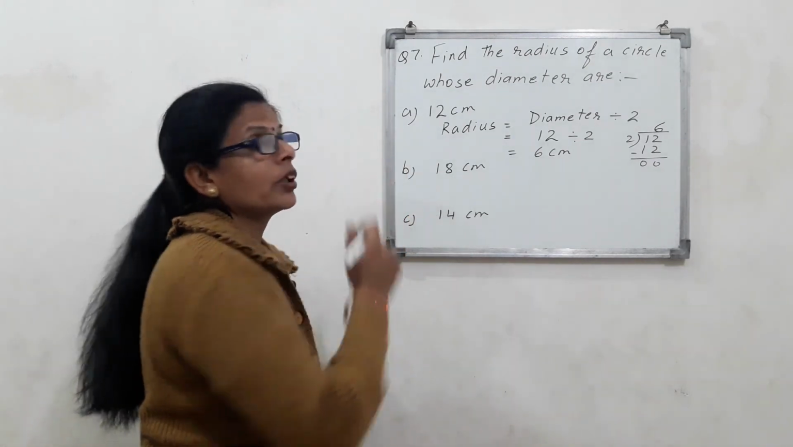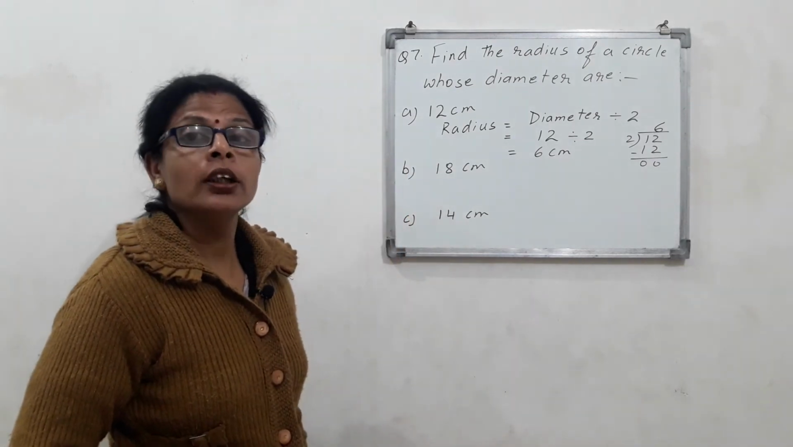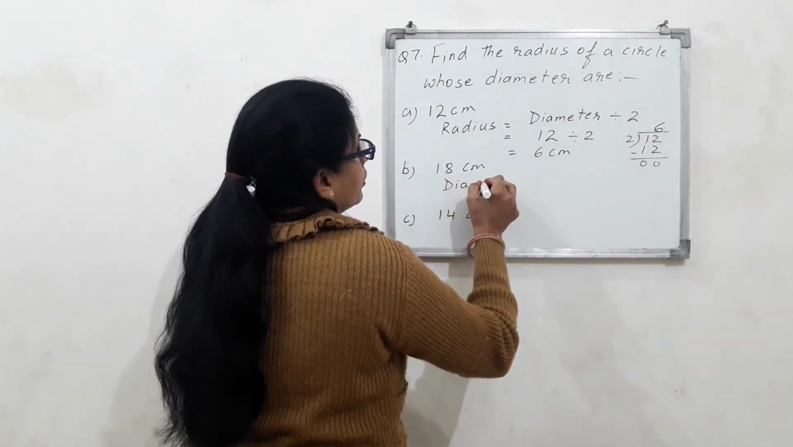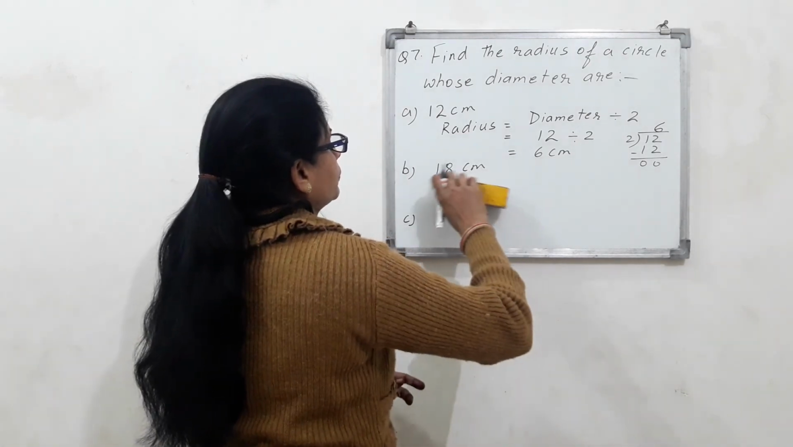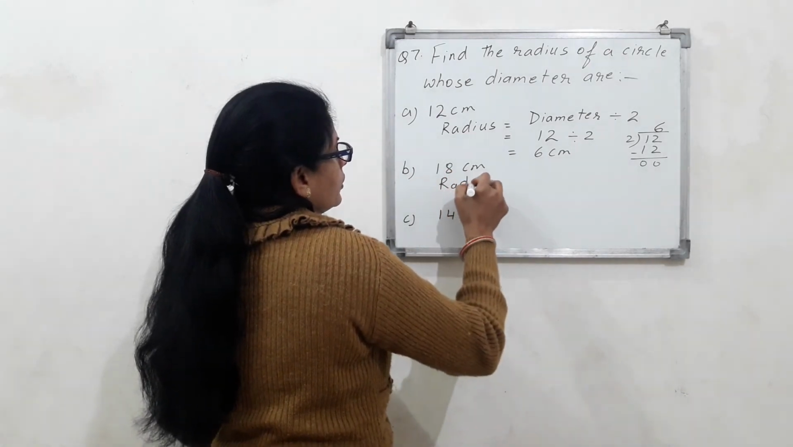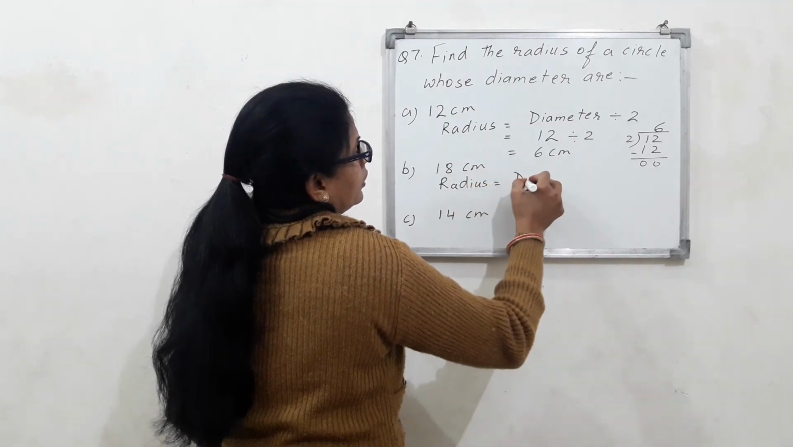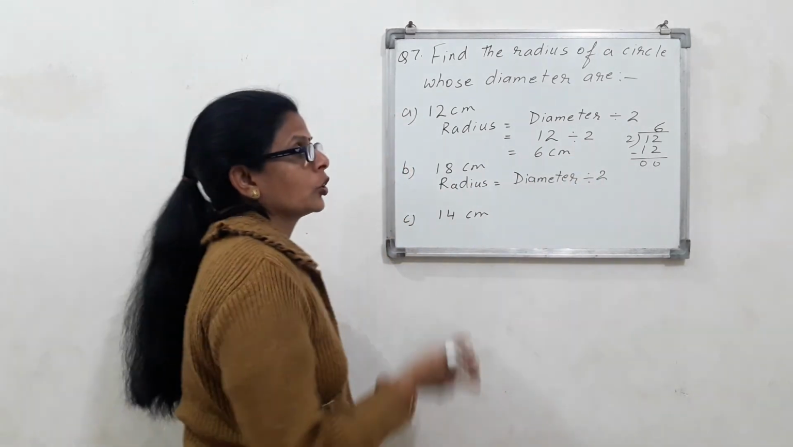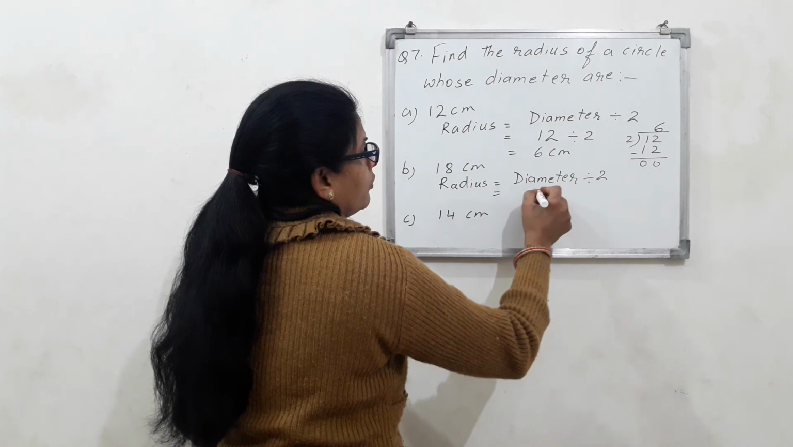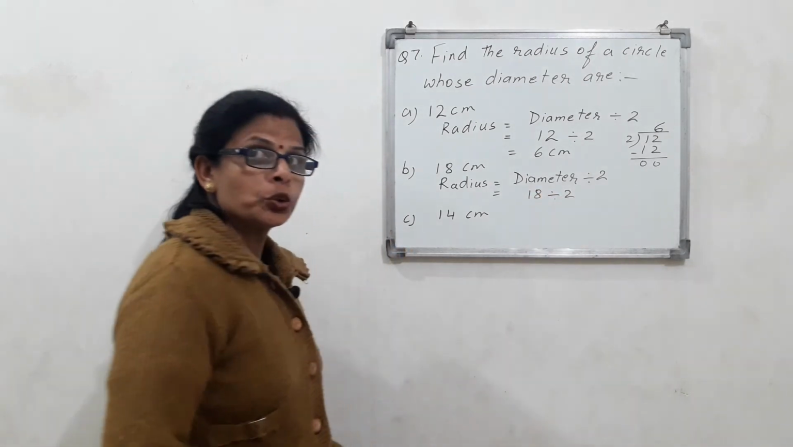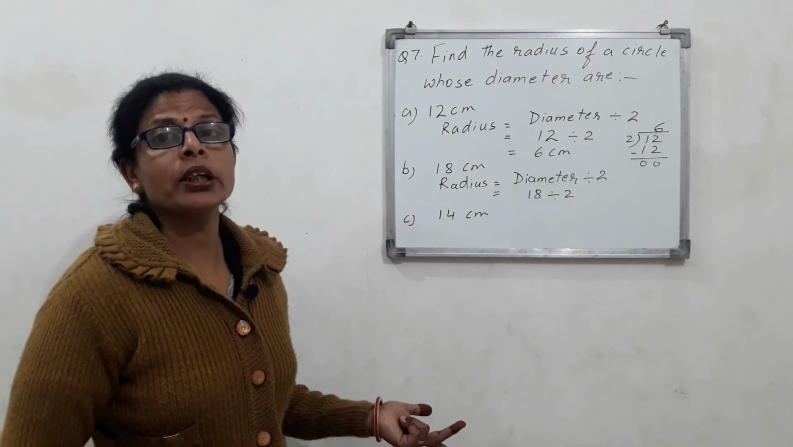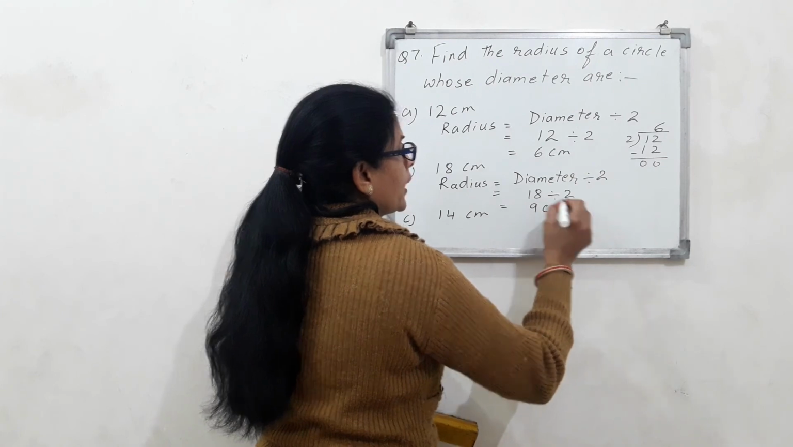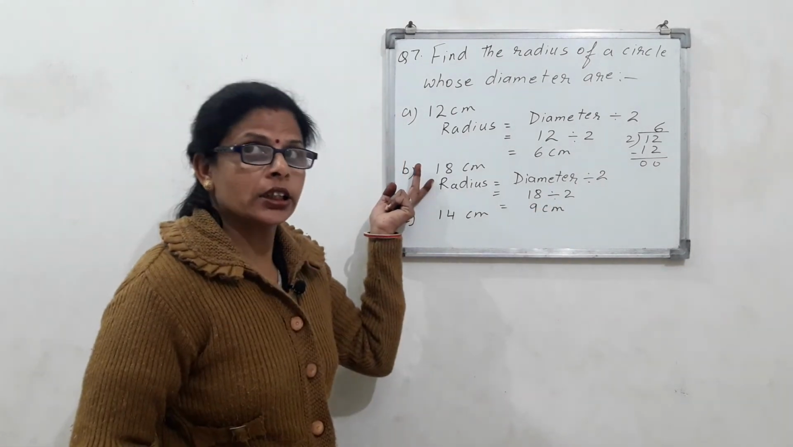Next question, if the diameter is 18, what will be the radius? So the formula is radius equals diameter divided by 2. How much diameter is given? 18. So we'll divide 18 by 2. In 2 table 18 comes or not? Yes, 9 times. So the radius of a circle is 9 centimeter when the diameter is 18.